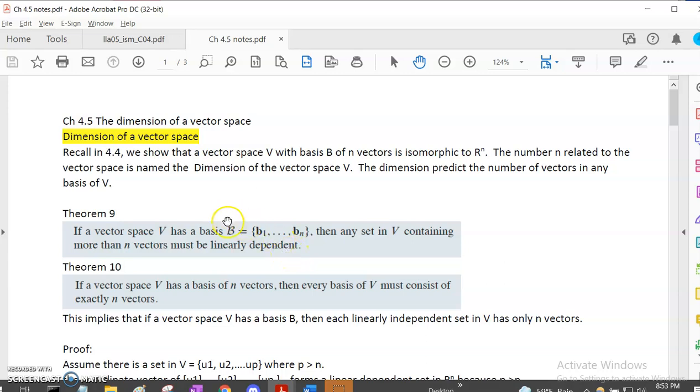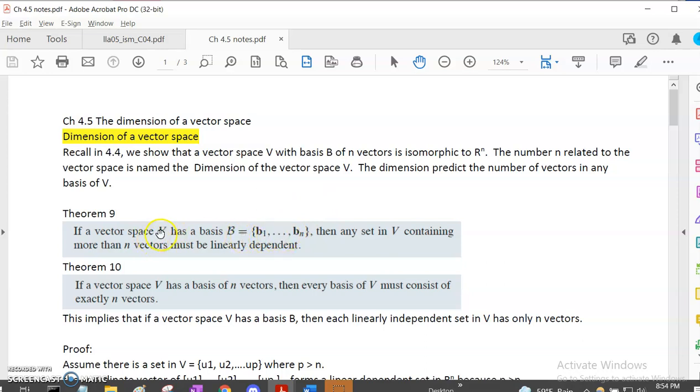Hello, linear algebra student. This video is for chapter 4.5, dimension of a vector space. Now that we are done with different bases, one of the uses of a basis is that the number of elements in a basis actually tells us something special about the vector space, and we call it the dimension. Dimension is the number of vectors that can happen in a basis.